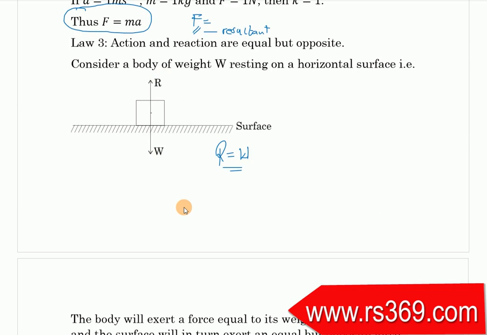Of course, this is when the body is just resting there, not moving either upwards or downwards. Sometime later we shall look at motion in a lift, and we shall see that when the surface is moving, for example upwards, R may vary and may not be the same as W.